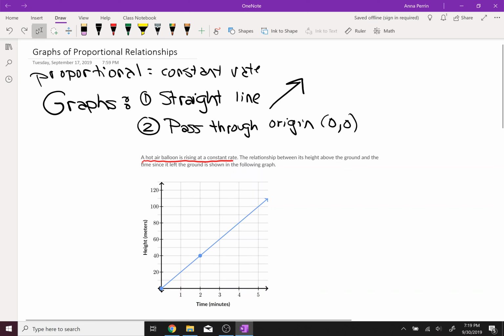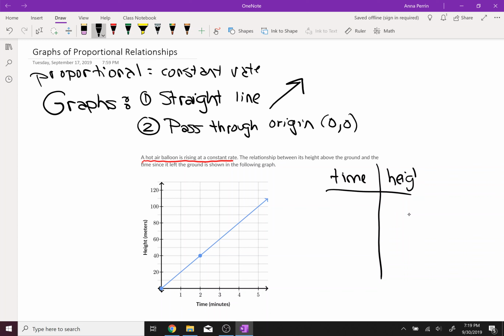Now, let's actually look at the values that were given to us. It's telling us on our x-axis that it's measuring time in minutes, and on our y-axis it's measuring height. Now, I know that the graph looks cleaner than my table, but the table is going to help us a lot to actually understand what this relationship does. So I can see this point right here is the point (2, 40). In other words, 2 minutes gives us 40 meters in height.